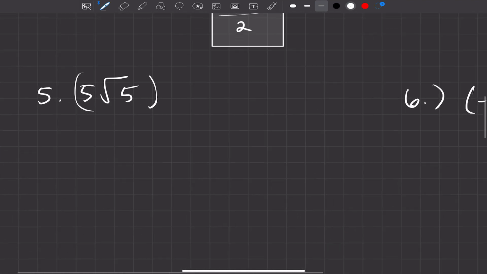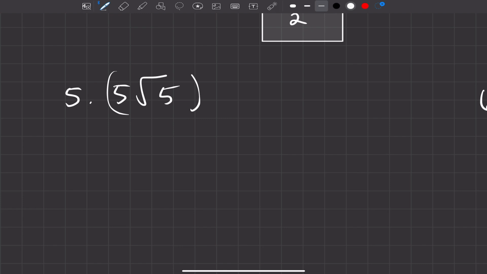Here we go. Let's take a look at number 5. So I have 5 root 5, the quantity squared. So that's just basically rewriting this twice. But the shortcut here is that you're going to distribute the 2 to the 5, and you're going to distribute the 2 to the square root of 5. So you have 5 quantity squared times root 5 the quantity squared.